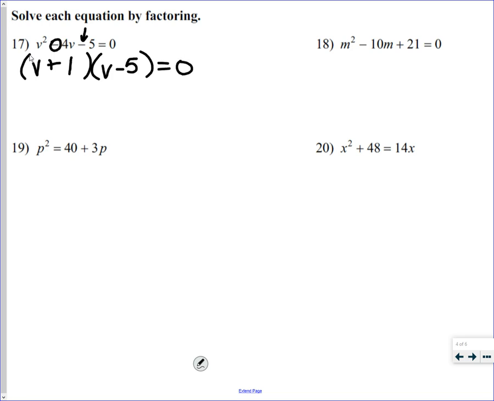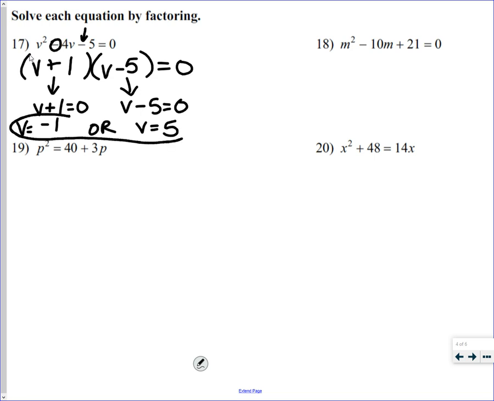Now here's where I don't want you to get confused. I said that the bigger number went with the negative. But when I solve this, I'm going to say, what number plus 1 gives me 0? That's a negative 1. And what number minus 5 gives me 0? That's going to be a positive 5. So when we find our answer, remember, they're going to be changing signs from the factoring part.